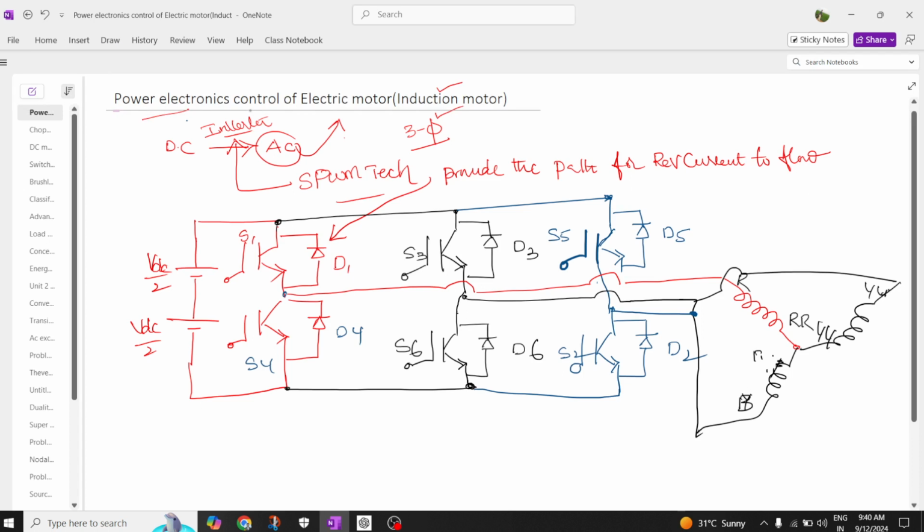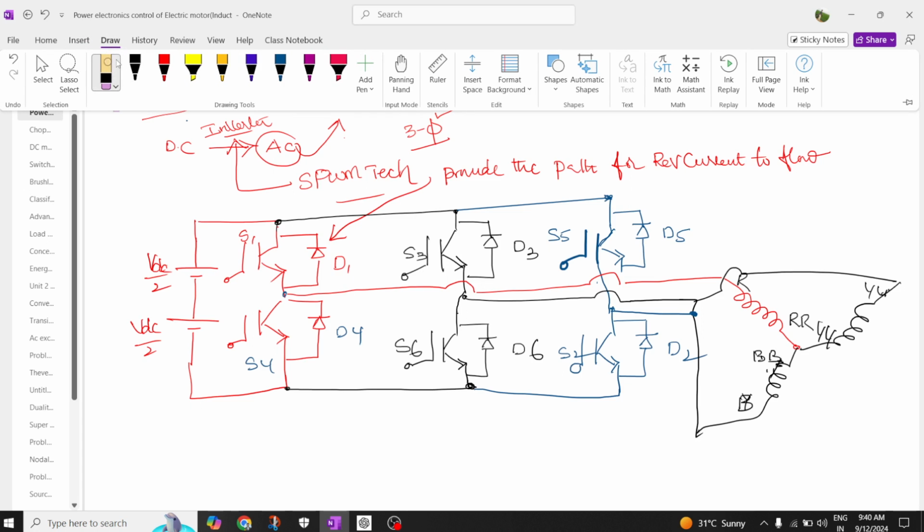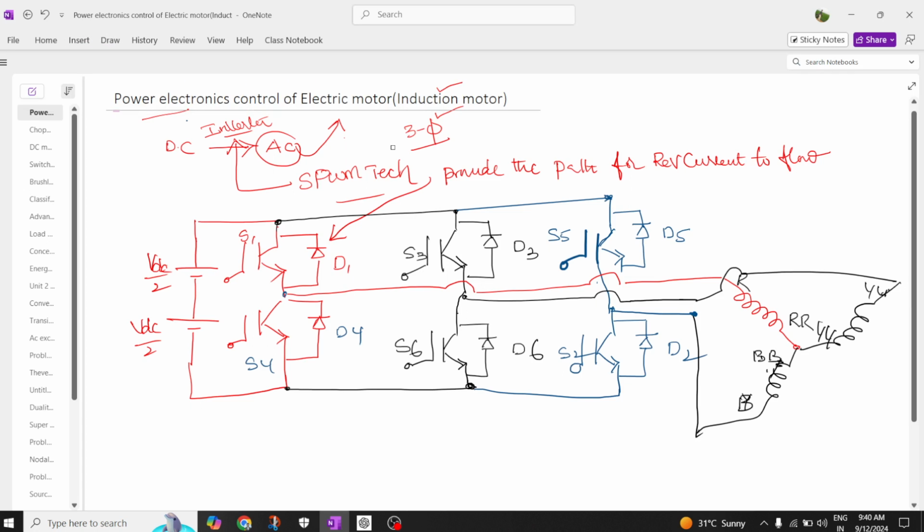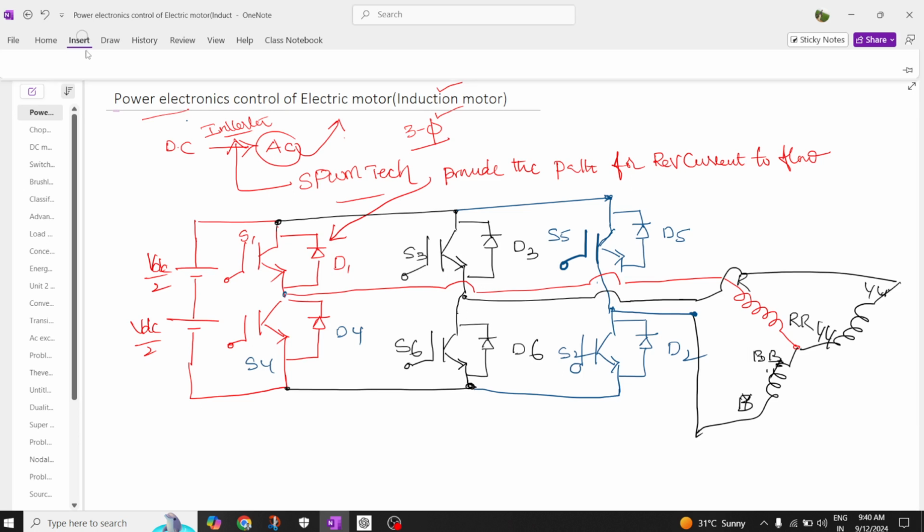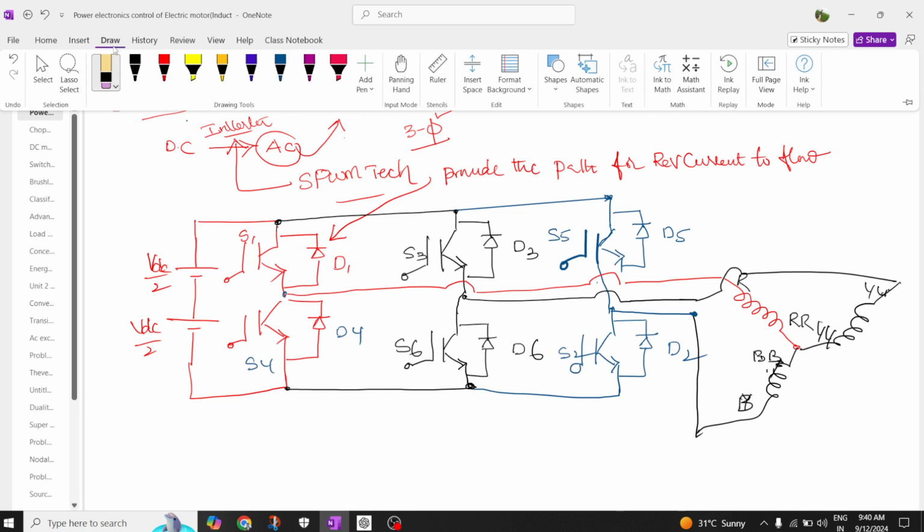This is R, Y, B. So now you see here, it's very simple to understand. There's nothing else to get confused about. So for three phases, we are drawing three windings. Now can you say what kind of connection this is? This is like a star connected system.